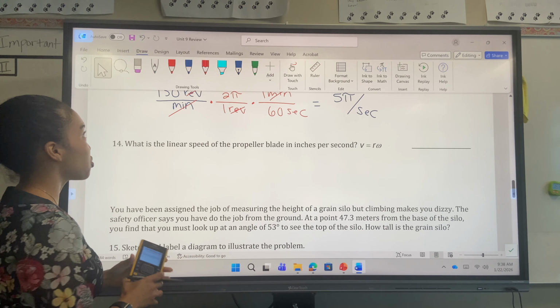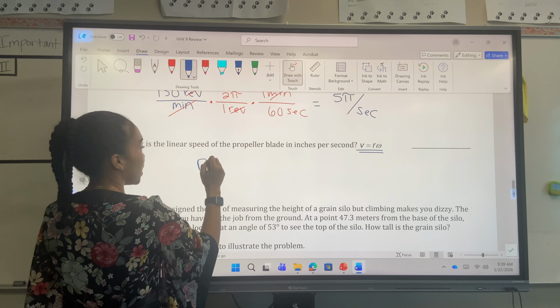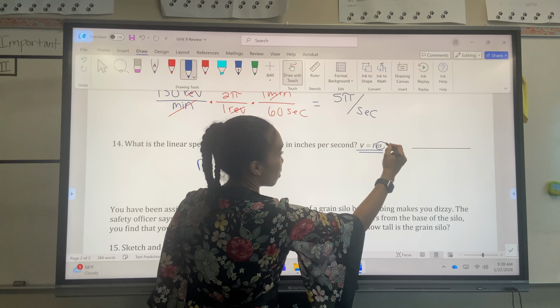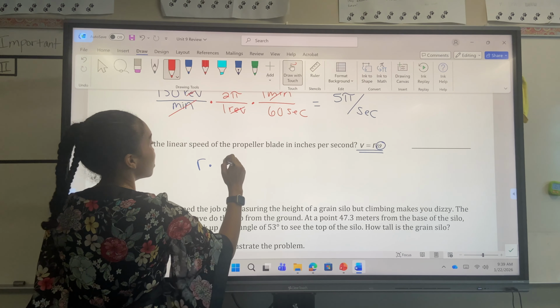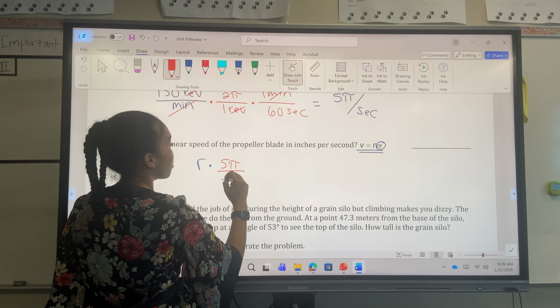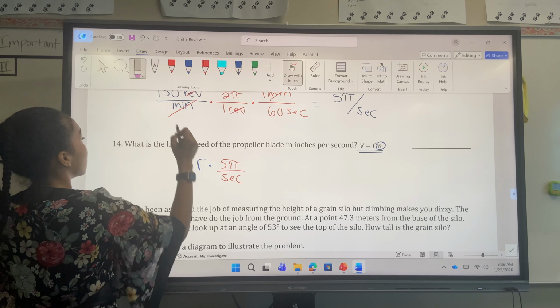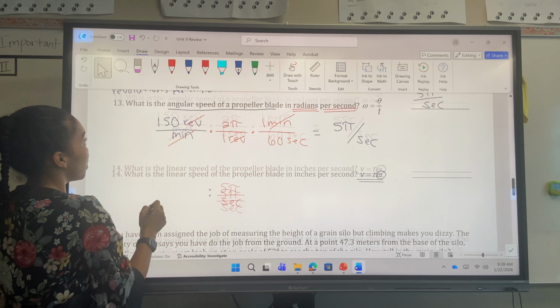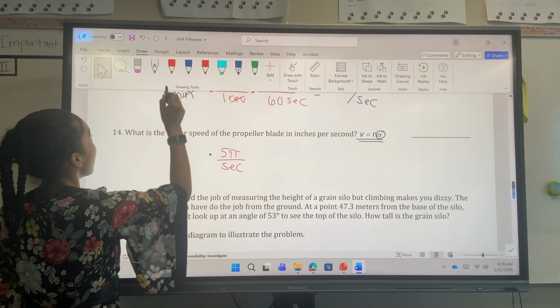What is the linear speed? Linear speed is given by this formula. It wants the radius times the angular speed, which we just found. We said the angular speed was 5 pi over seconds. Okay, and the radius, let's go back to the problem and find what the radius is. It says the radius is 4 feet, so I'll type that in.